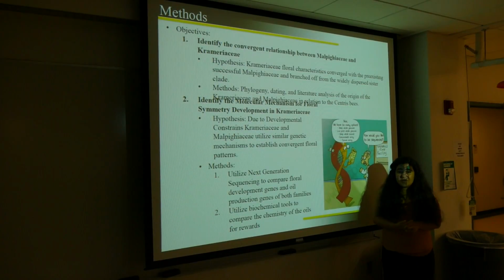And hopefully we will be able to see how they are being so successful and why it is not being as successful for Convergence, which only has 18 species, whereas the Malpighiaceae has 1,300 species. So that is my proposal. Thank you.